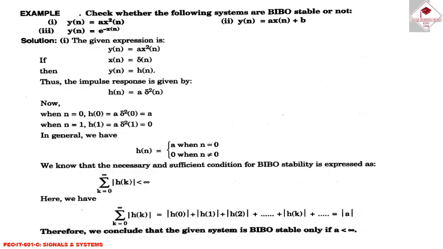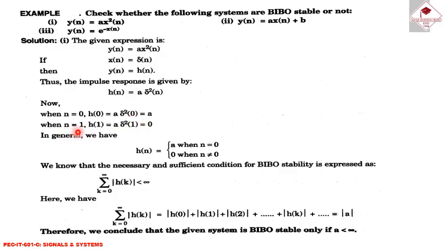Now, depending on this definition, we are going to check whether the following systems are bounded input bounded output stable or not. The first question is y[n] equal to a times x squared [n]. First of all, we write x[n] equal to delta[n], so y[n] is equal to h[n]. According to the impulse response, it is given by h[n] equal to a times delta squared [n]. We are putting the value of n over here. Whenever n equal to 0, we can write h[0] equal to a times delta squared [0], that is equal to a.